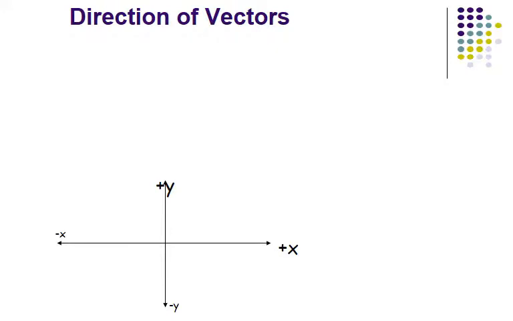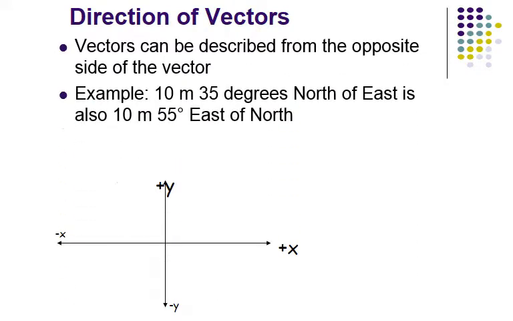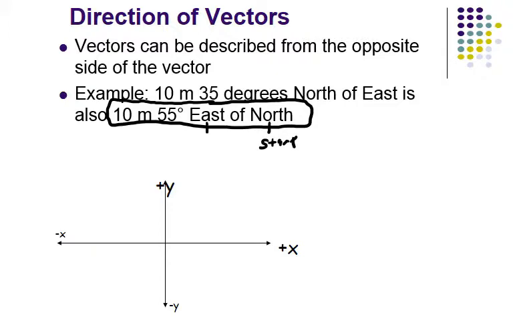Okay. So this is also important as well. We can describe this based on the other way. There's two ways to describe each vector. So in this case, north is where we start, east is where we go, so we start on north here: north, south, east and west. So we start on north and then we go east by 55 degrees.